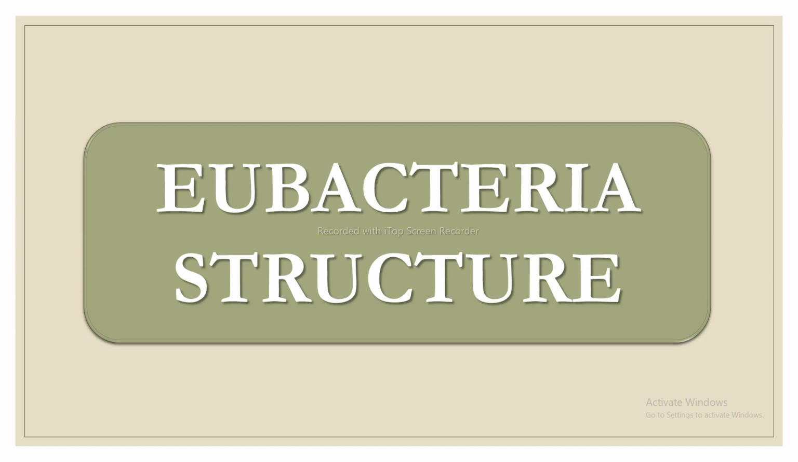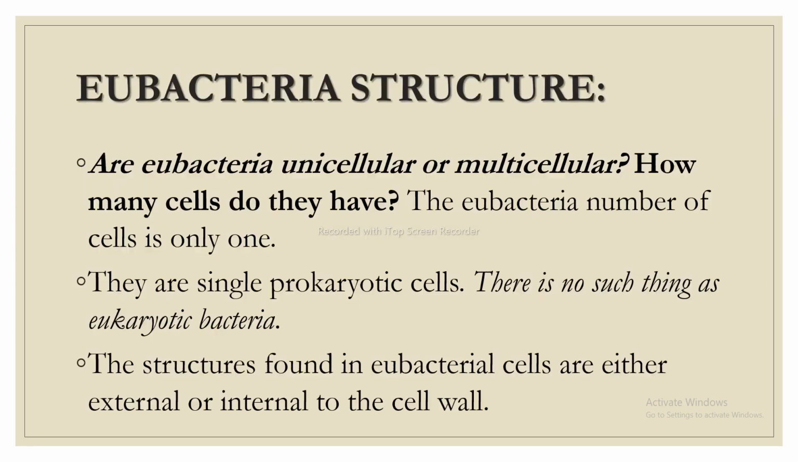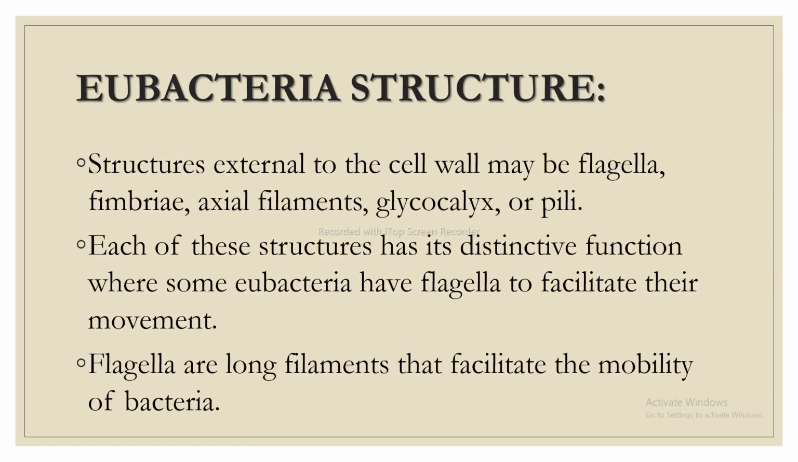Next I am going to discuss Eubacteria structure. Now the question is, are Eubacteria unicellular or multicellular, and how many cells do they have? The Eubacteria number of cells is only one. They are single prokaryotic cells and there is no such thing as eukaryotic bacteria. The structures found in Eubacteria cells are either external or internal to the cell wall.